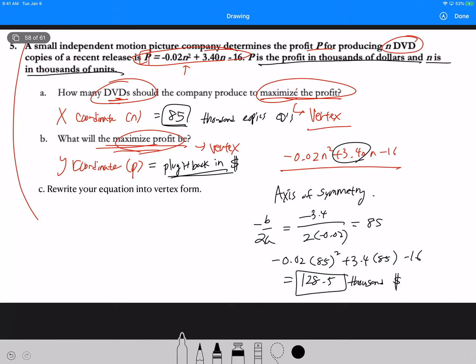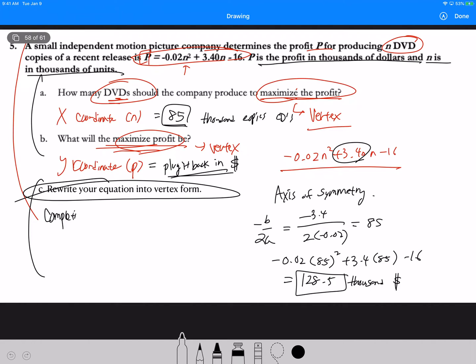All right, last question is to rewrite the equation in vertex form. In a quadratic modeling question, please expect that there could be questions like this, where I could ask you for the vertex, but there also could be questions where I ask you to rewrite it in vertex form. Now, do I have to do any work for this? Absolutely not. But remember, completing the square will get you the answer as well. I need you to be able to make that connection there.